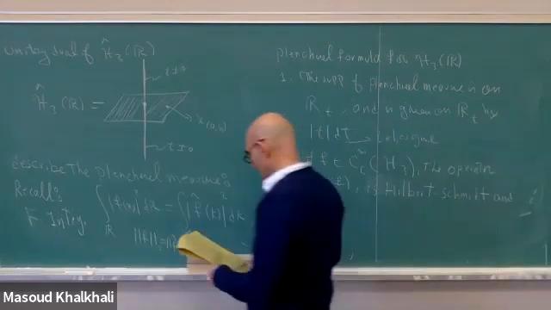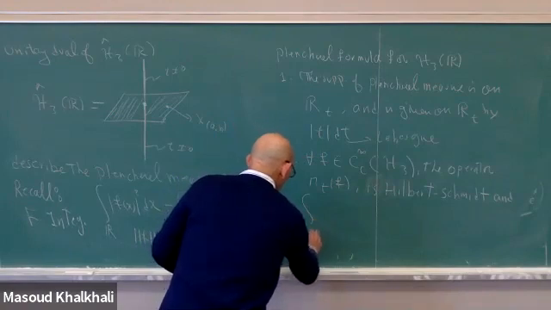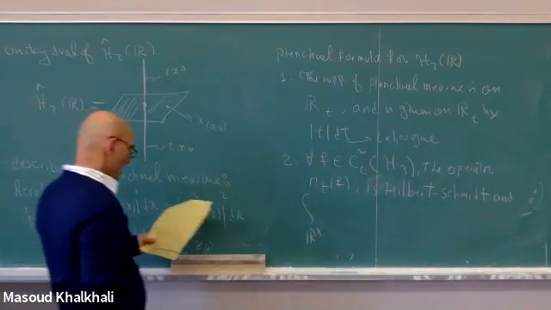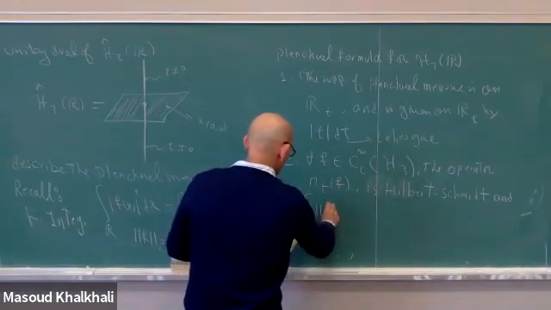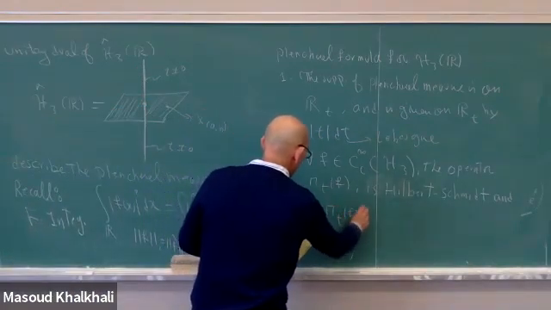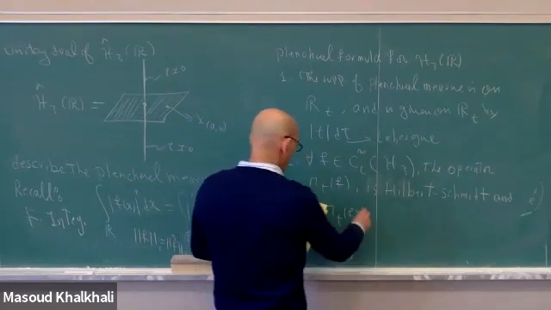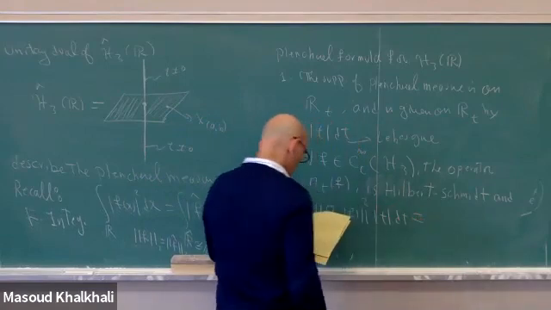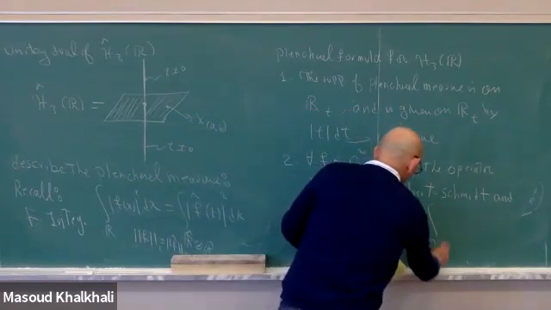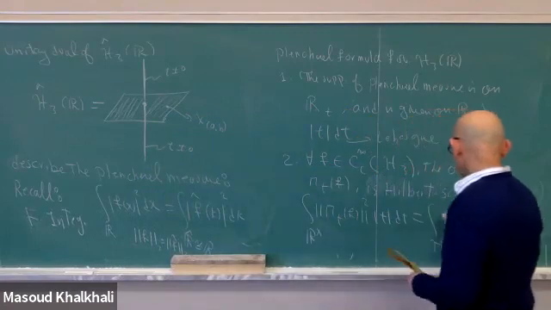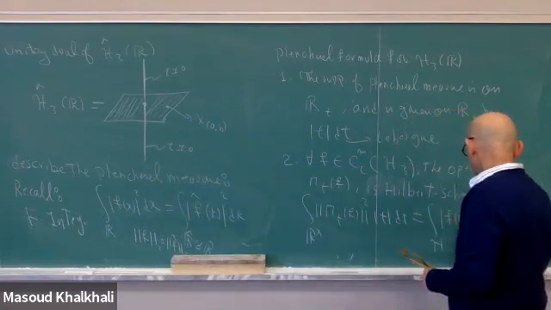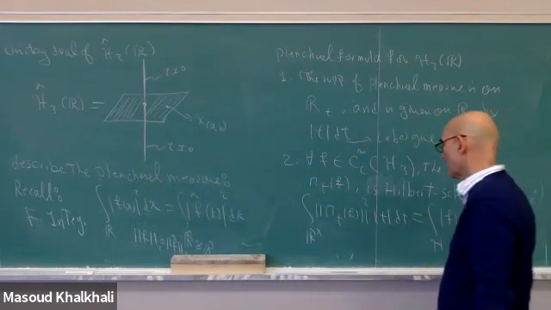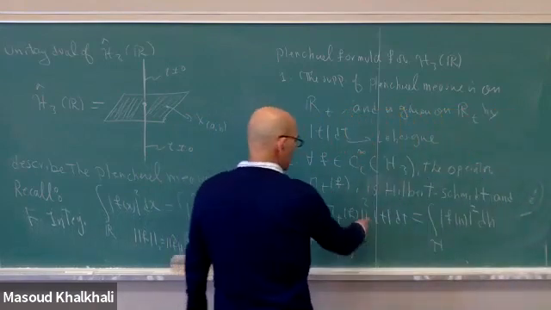And the following formula holds. The integral over R cross, R cross is this space here, of the norm of pi t of f squared, absolute value of t dt, is equal to the integral over H of the absolute value of f of h squared dh. So let me explain this.